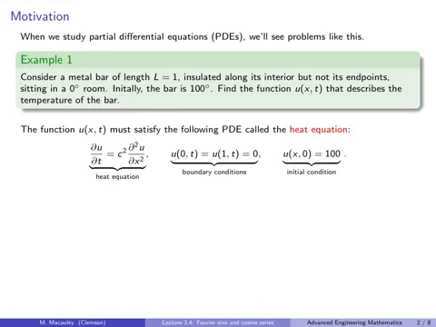So the function u of x,t is a multivariate function. It must satisfy the following PDE, which is called the heat equation. This equation right here. Sometimes we write this as u_t equals c squared u_xx for short. Now, why does it satisfy this? I will actually derive this when we study the heat equation in the next section. We'll use multivariable calculus for that and some basic laws of physics. But for now, just know that this is a basic law.